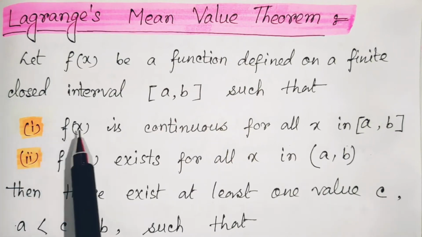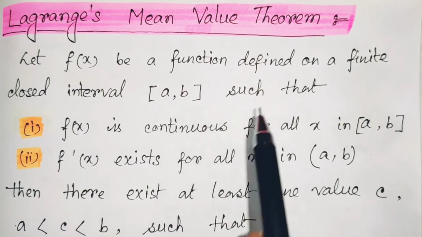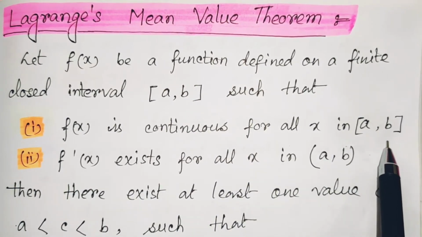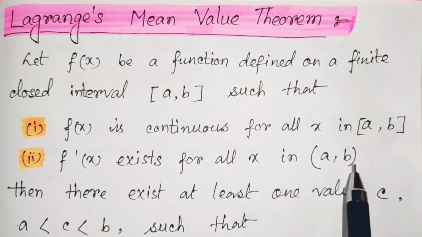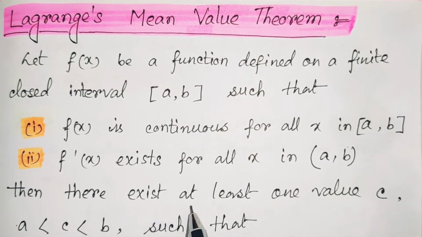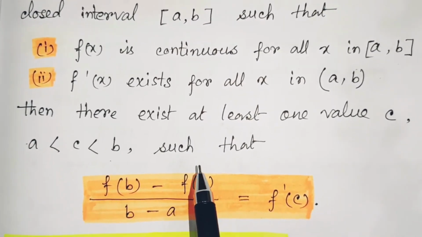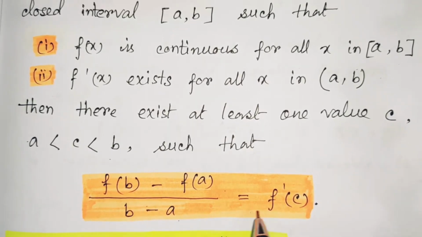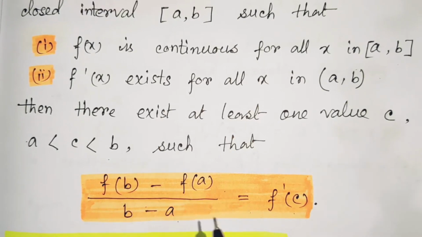So what is the statement at first? Let us see. If the function is defined on a closed interval [a, b] in such a manner that f(x) is continuous for all x in the closed interval [a, b], and the derivative of the function exists for all x in the open interval (a, b), then there exists at least one value c between a and b such that (f(b) - f(a))/(b - a) = f'(c). Just compare with Rolle's theorem, you will find that the condition f(a) = f(b) is absent here.